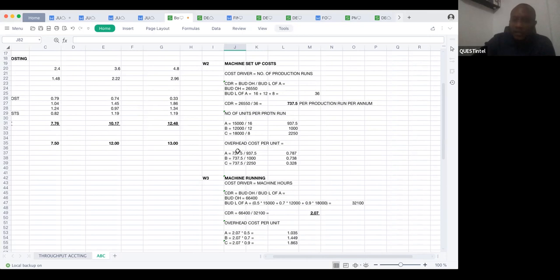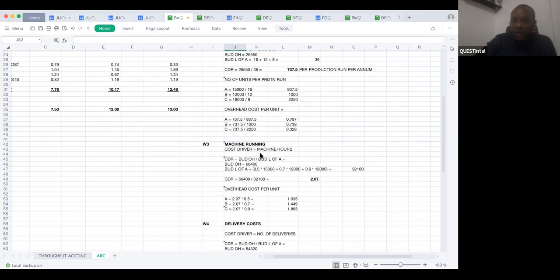And so once we had that, then we could get our overhead cost per unit. Our overhead cost per unit will now be the cost driver rate. So this is how much we are spending on each production run. And since we have this number of units in each production run, then the amount we are spending divided by the number of units will give us how much each of these units would take as their overheads absorbed using activity-based costing. And we did that for the 3 of them.